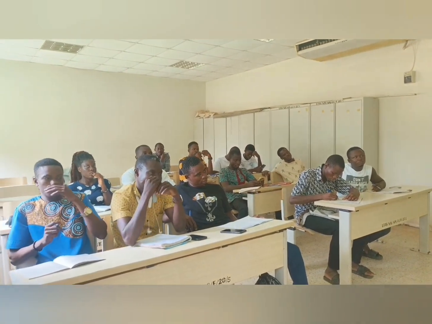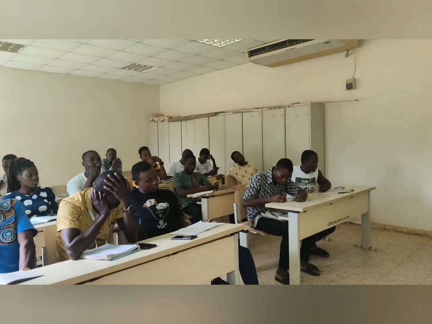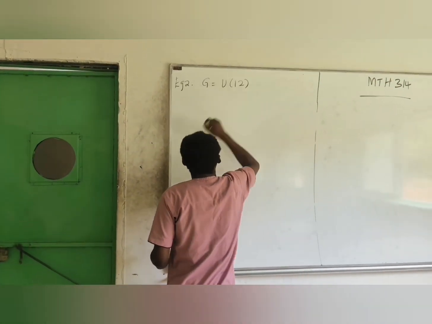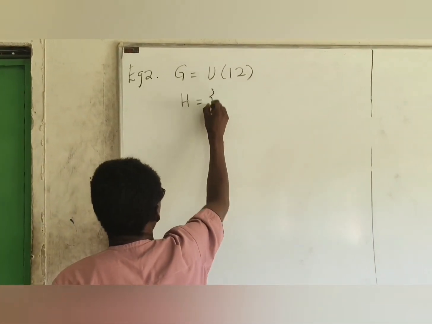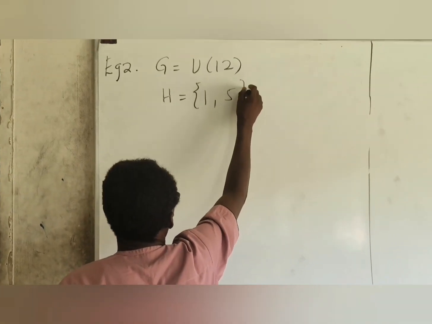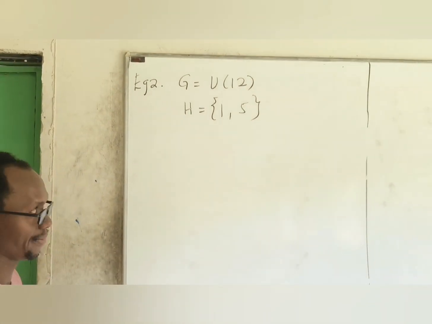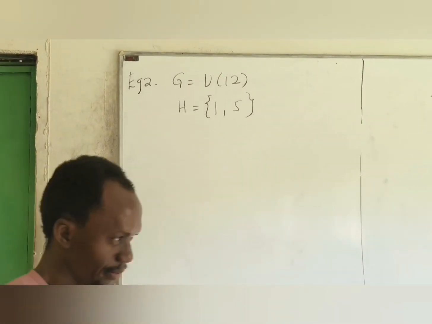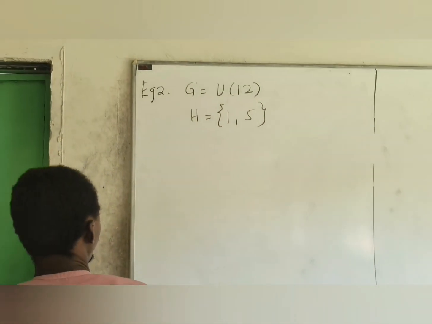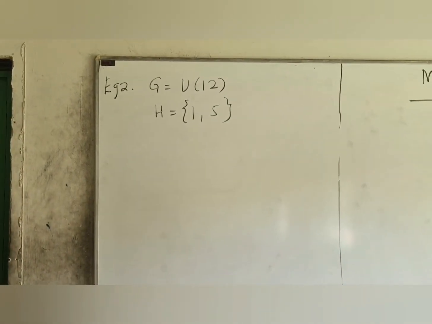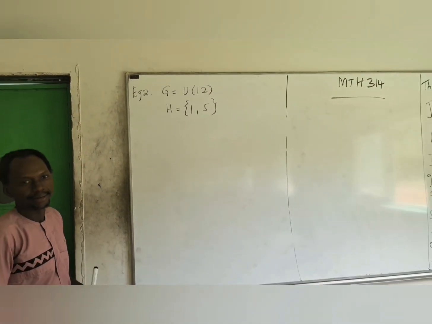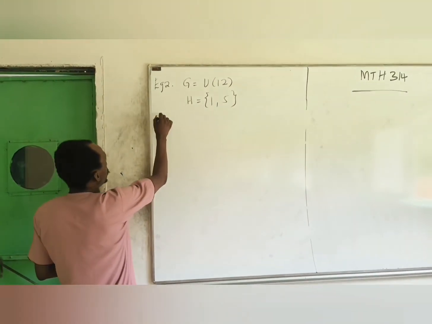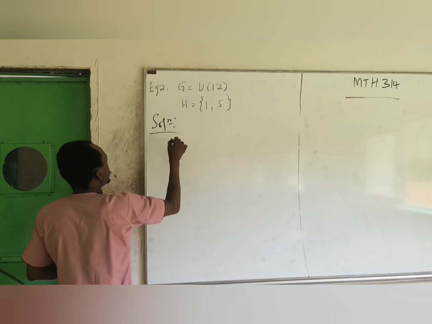Are there other examples that we did that you think will not be satisfied? It's U12, and now H is {1, 5}. So let's do it together quickly. We are doing U12. Pen down.